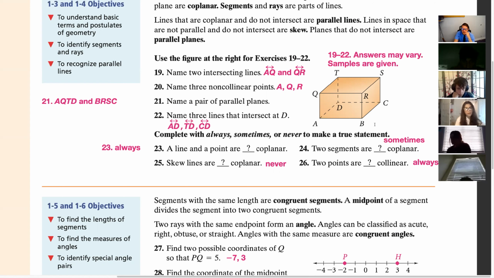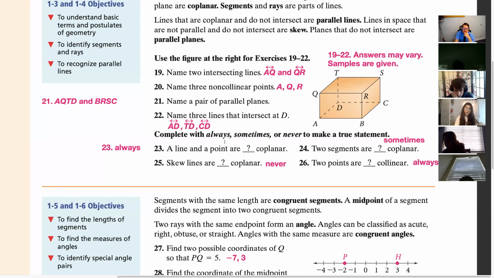Name a pair of parallel lines. QR and AB, TS and DC, BC, RS, QT, AD. Those are all parallel lines. QA, RB, all parallel lines. 3 lines that intersect at D: AD, TD, and CD.